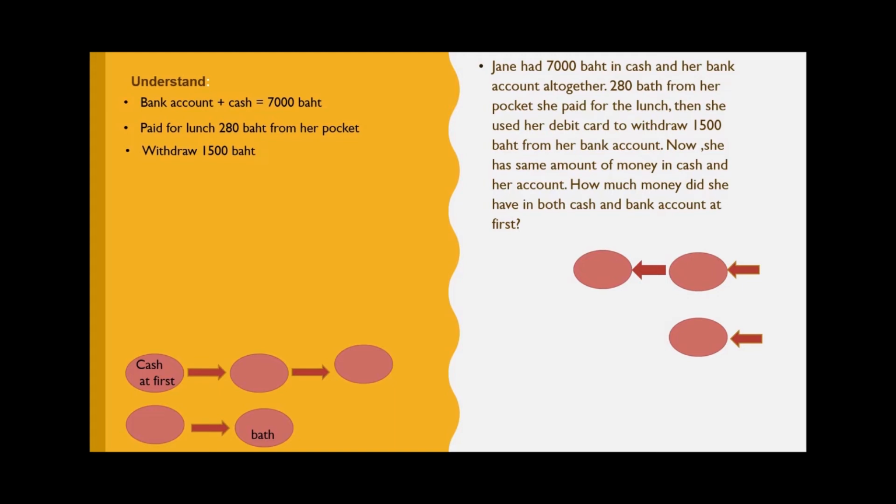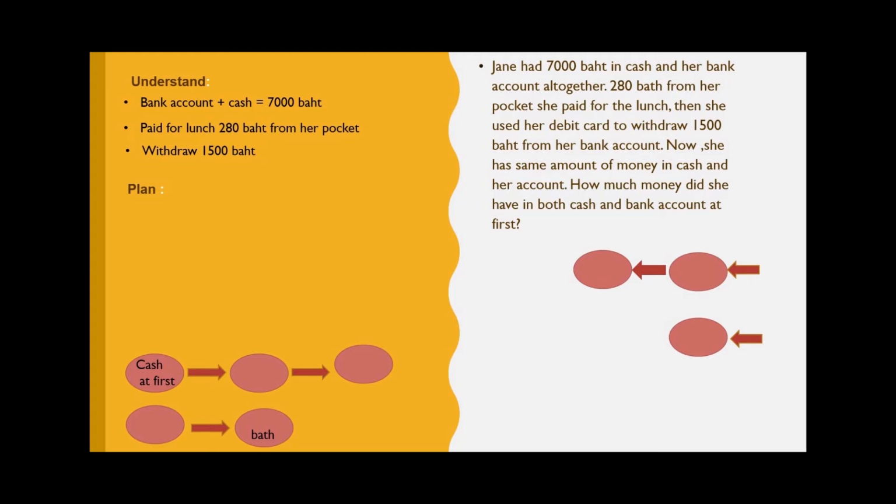Now she has the same amount of money in cash and her account after she spent 280 baht. From her total money in the bank account plus cash in her pocket, she withdrew 1,500 baht from her bank account and put it back in her pocket. After that, she has the same amount of money in cash and her account.